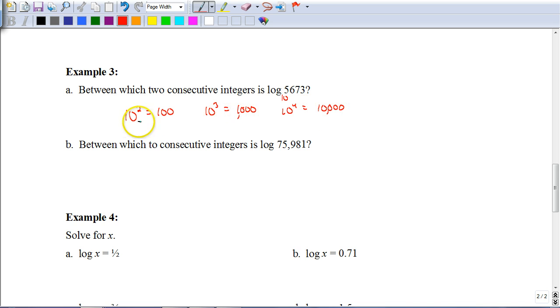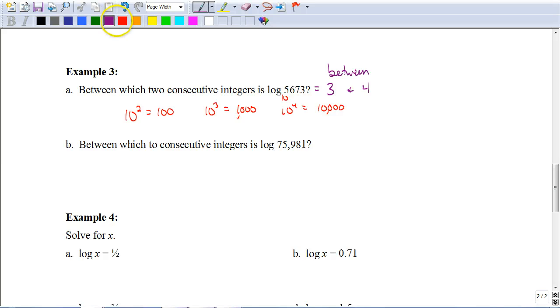I could keep going, but the idea here is to figure out between which 2 consecutive integers, between which 2 numbers is going to be our answer. Remember, we're looking for between which 2 exponents would give us 5,673 when we apply them to 10. So 10 cubed is 1,000, 10 to the 4th is 10,000, so 5,673 falls between 1,000 and 10,000. So your answer is going to be, what exponents gave us those? Well, it'll be between 3 and 4. So if you did this on your calculator, you would get a decimal between 3 and 4 that would give you log base 10 of 5,673.